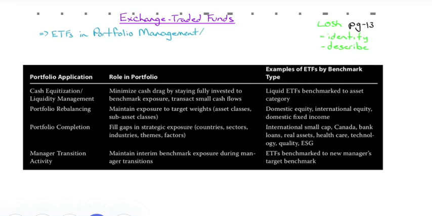Portfolio application, role in the portfolio, and examples of the ETFs by benchmark. For portfolio application, cash equitization or liquidity management. Cash equitization means that you have cash in your portfolio and you want to put it into equities.